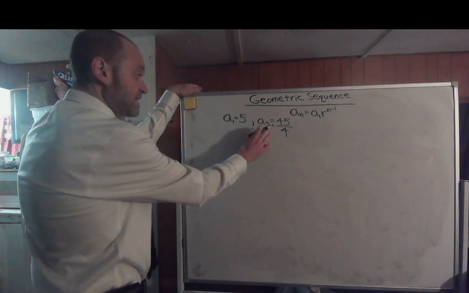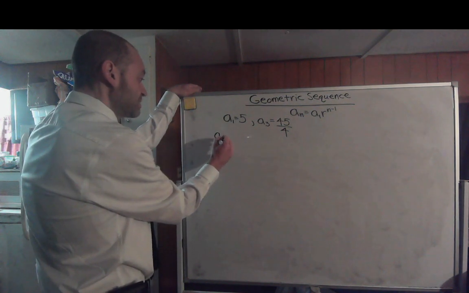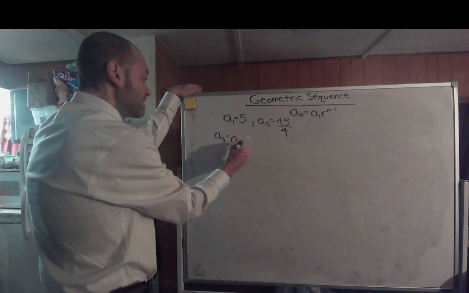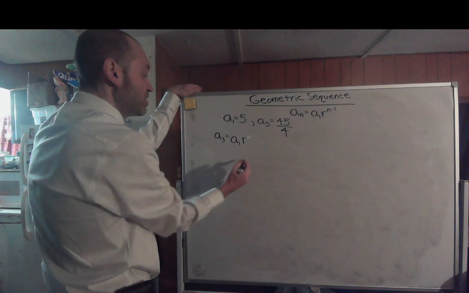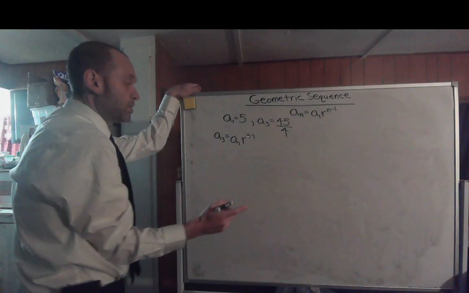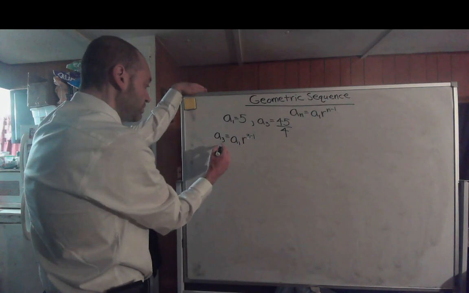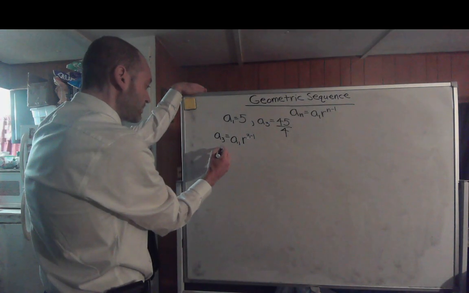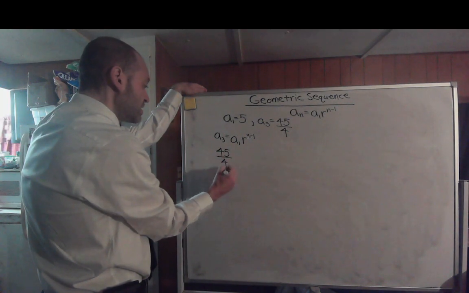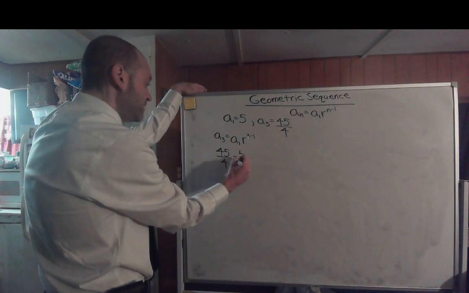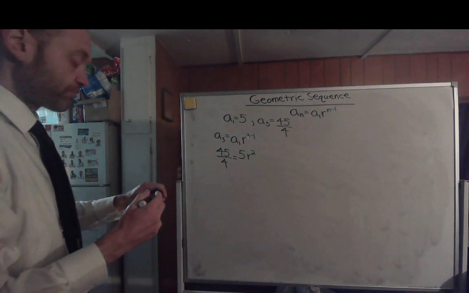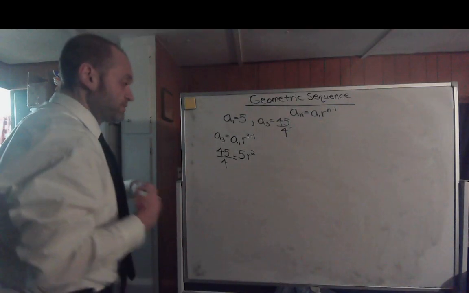So let's set up our a sub 3. That means a sub 3, based on this formula, is going to be our a sub 1 times our common ratio to the n minus 1 power, in this case to the 3 minus 1 power. Well, let's see. So a sub 3 was determined to be 45/4. That's going to equal my a sub 1, which is 5, times my common ratio to the second power. Well, now we just need to solve for r.